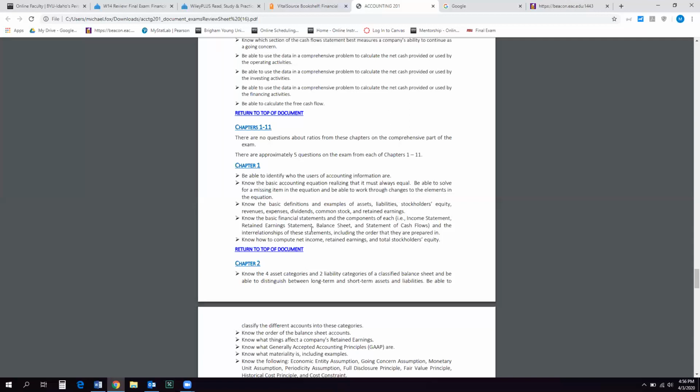So again, net income is revenue minus expenses. Retained earnings is the previous period's retained earnings plus any net income minus any dividends, to give us the new period's retained earnings. And then total stockholders' equity is going to be our assets minus our liabilities. Or another way to look at it would be to say our capital stock, both common and preferred, plus our retained earnings is going to be our stockholders' equity.